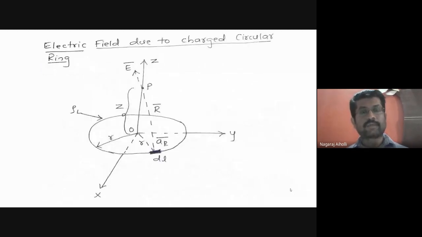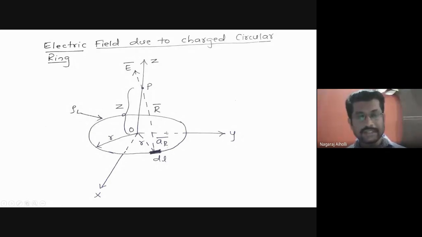Next, we will move on to a topic which is electric field due to a charged circular ring. This is a circular ring. We know how it is a ring. You play with the ring, right? It's a circular ring carrying uniform charge along its circumference, and its charge density is rho L coulomb per meter. The charge density of this uniform circular ring is rho L coulomb per meter.